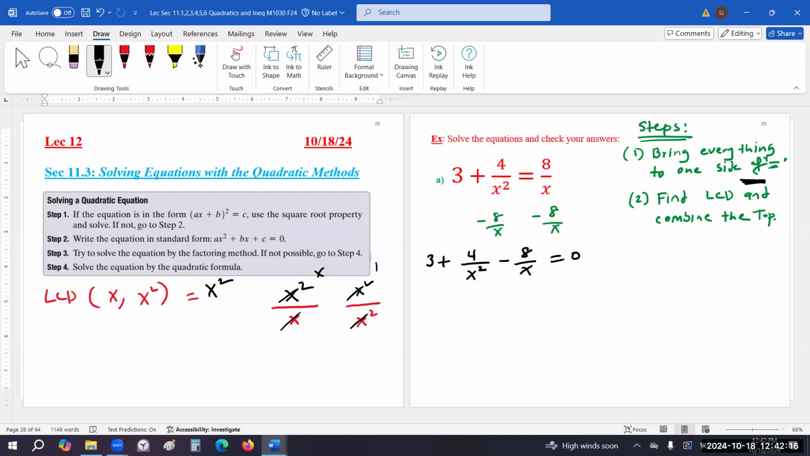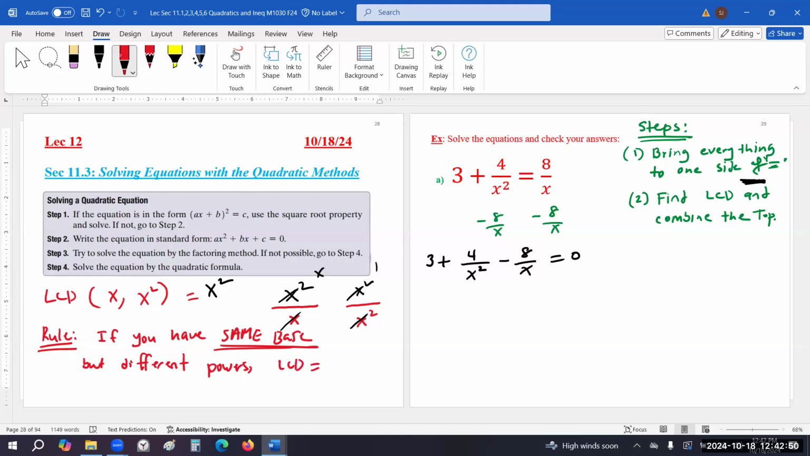So the general rule, let me write it down. Let's say you have the same base, but multiple powers, like x, x squared, x to the 5, x to the 10, x to the 100. You have the same base, but the powers are different. So if you have the same base but different powers, the LCD is the highest power with the base.